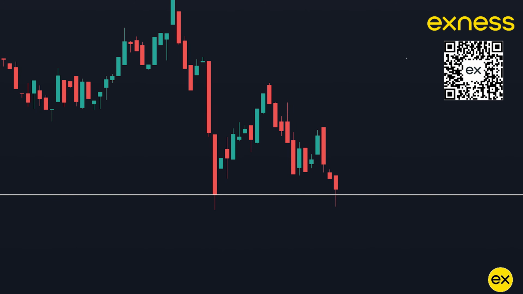But as a clear side note, just because we made the support and it bounced off this before doesn't mean that it'll always do it again. It can easily break through the support and drop lower if it has enough momentum.